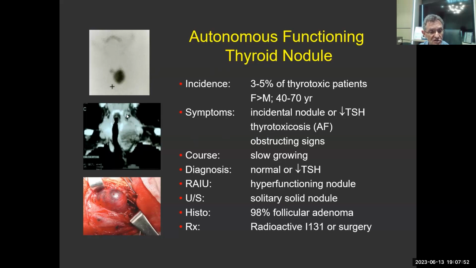On ultrasound, it's a solid nodule. Very rarely are they malignant. 90% of them are follicular adenomas, and the treatment of this condition is very simple. If they're under 3 centimeters, you can give them a capsule of radioactive iodine, which is taken up into the gland and destroys the gland. Or if they're larger, you often have to do a hemithyroidectomy.